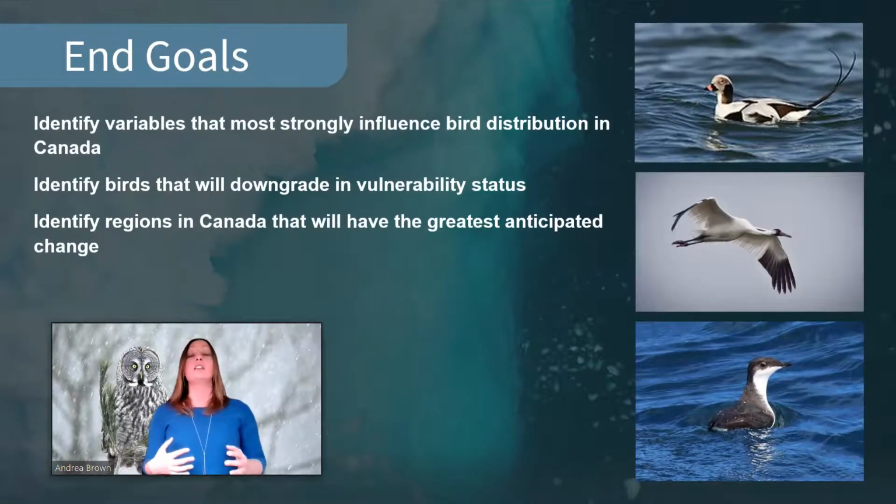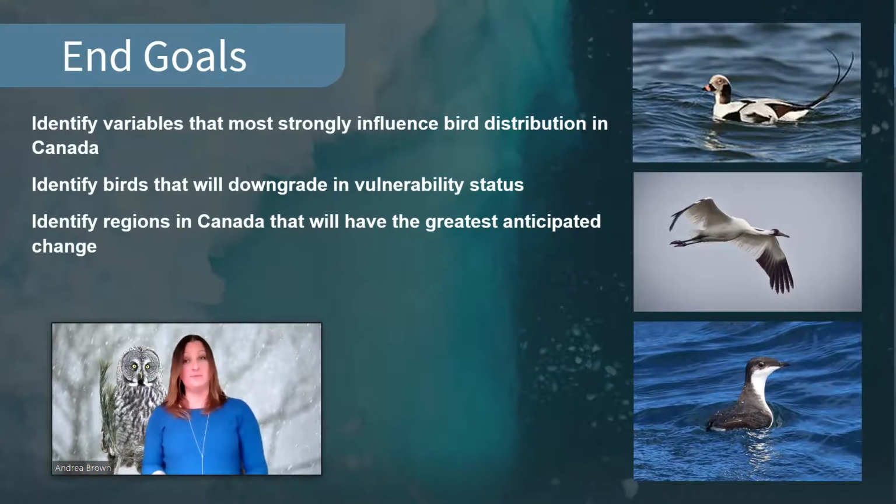So my end goals are to be able to identify if there are any variables or characteristics that most strongly influence a bird's distribution, or to identify if there are any that particularly make a bird more vulnerable to climate change, identify any species that will downgrade in their vulnerability status, and identify any regions within Canada that will be undergoing the greatest anticipated change.